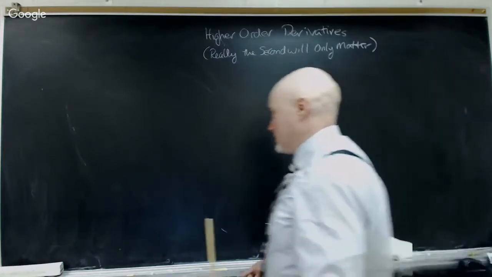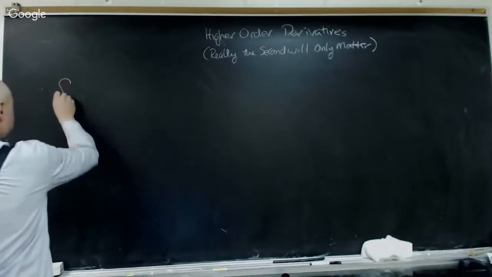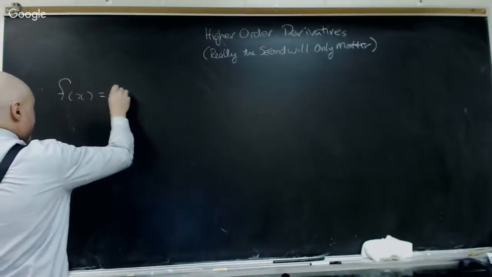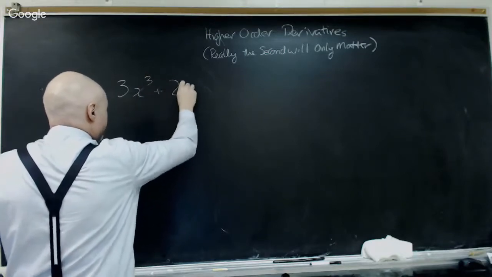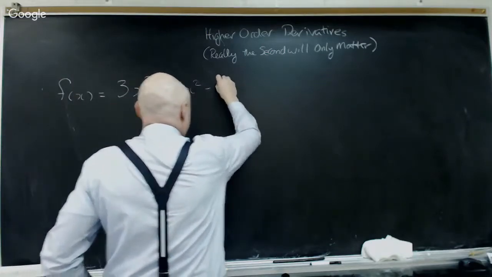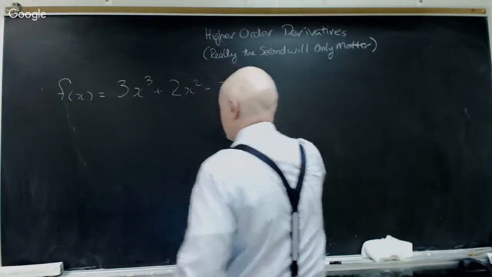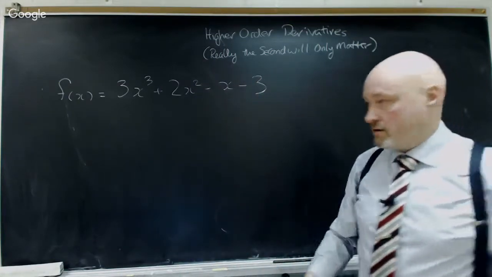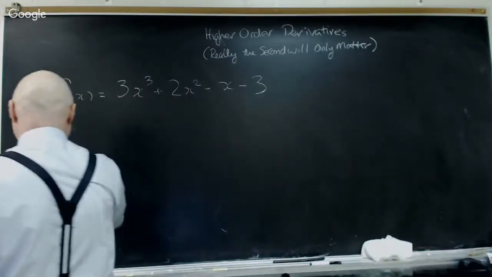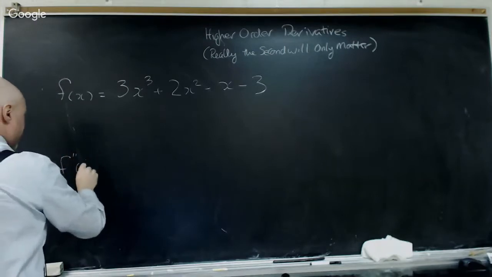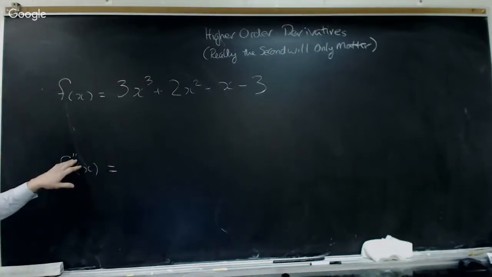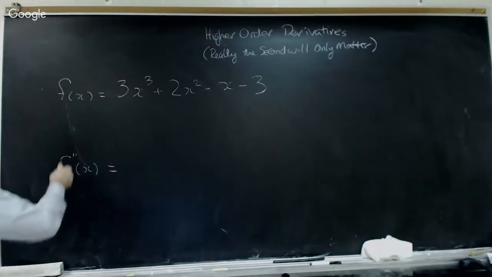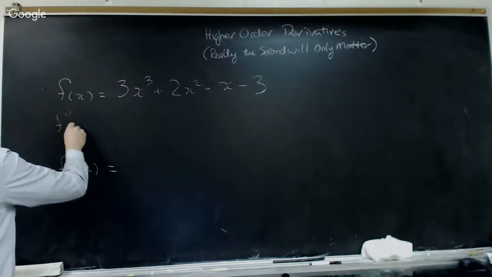Okay, let's do an easy second derivative. So f of x is equal to 3x cubed plus 2x squared minus x minus 3. Okay, and what we want to do is find the second derivative of that function, which here is symbolized using the prime notation. So let's do the first derivative first.